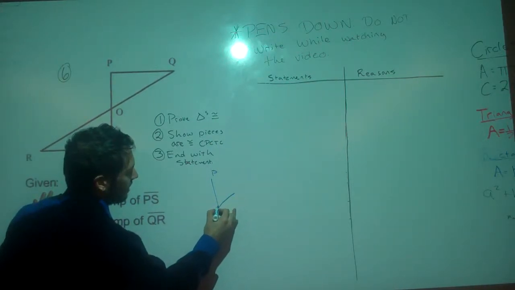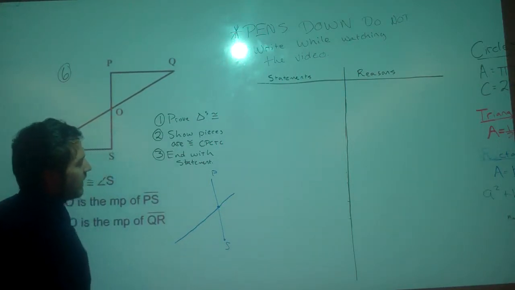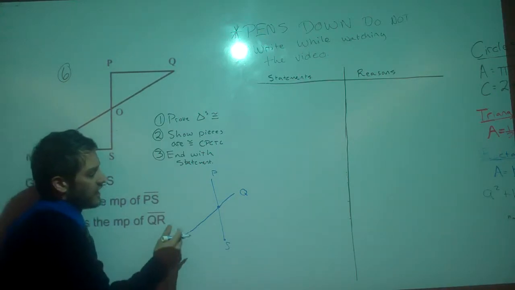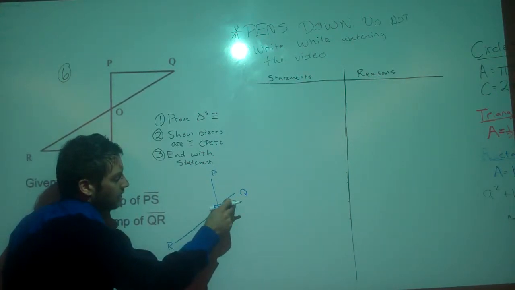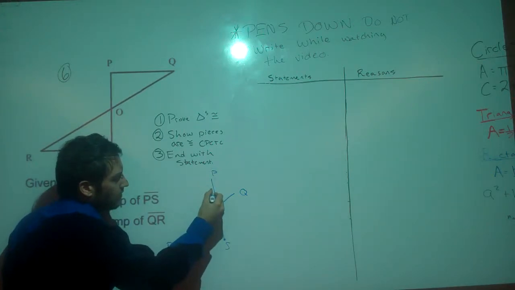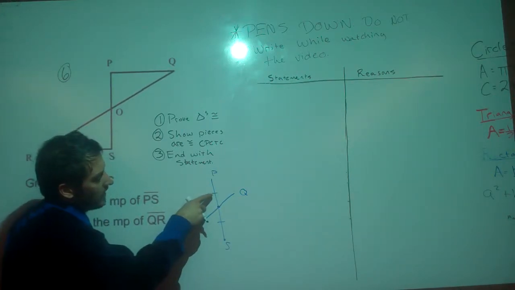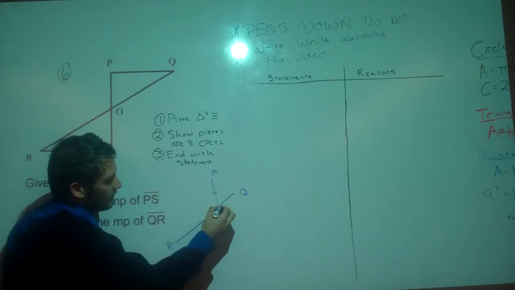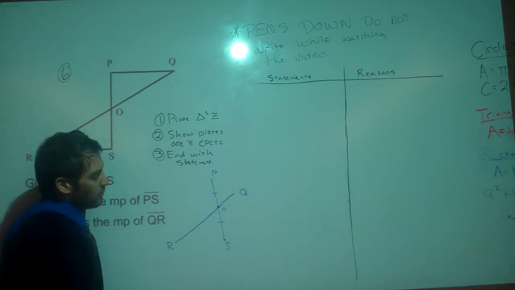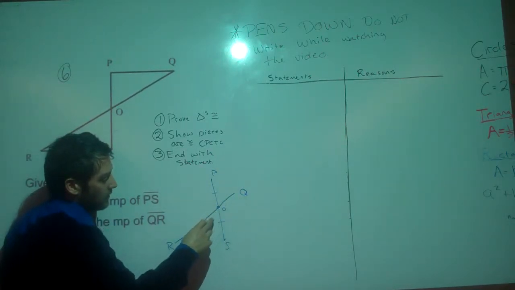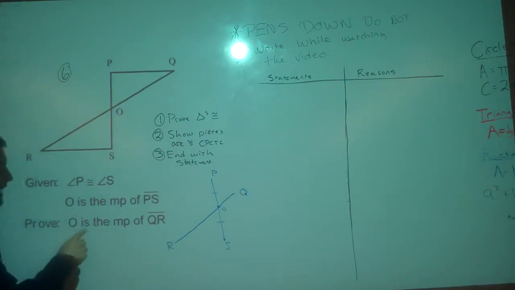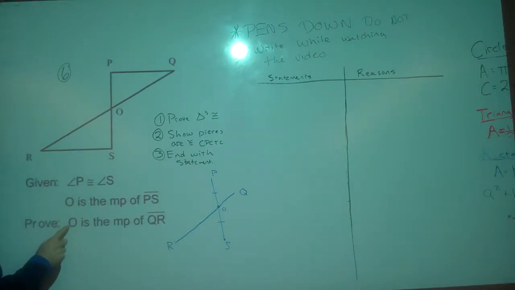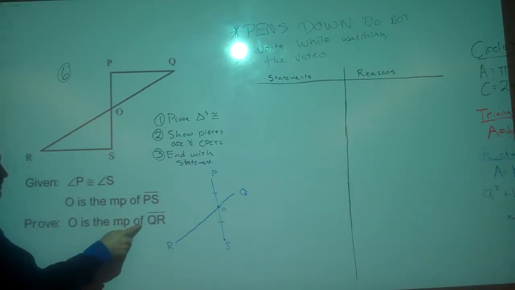And I can clearly draw another line where it's very obvious that it is not the midpoint of QR, but it can still be the midpoint of PS. So it's possible that these two things are the same, whereas these pieces are not the same as one another. So PO can be the same as OS even if QO is not the same as OR. So the fact that it gives me that O is in the middle of PS does not simply say that O also has to be in the middle of QR.